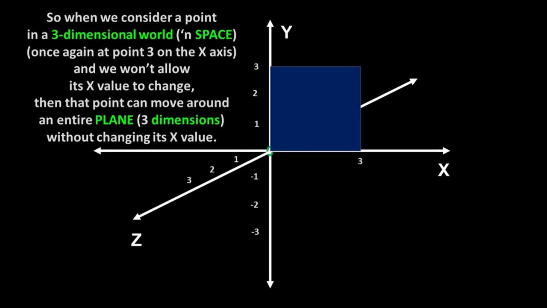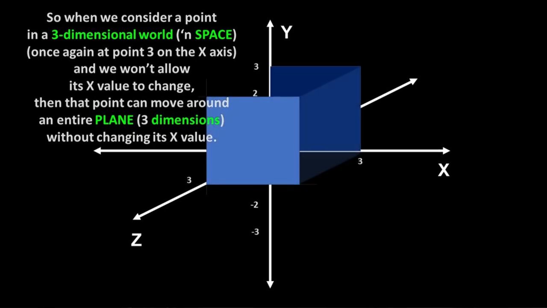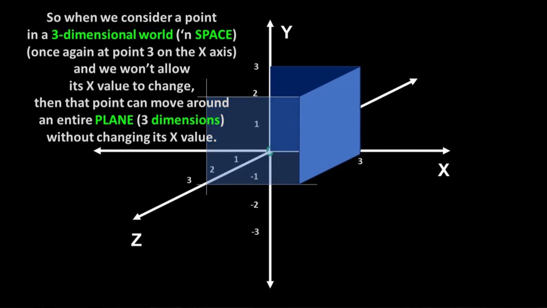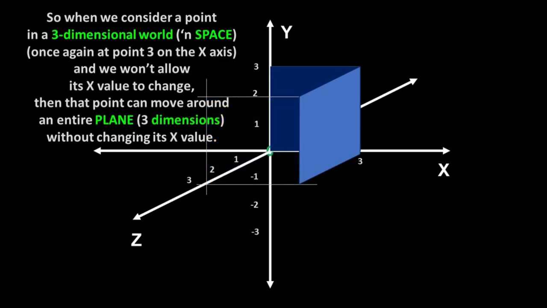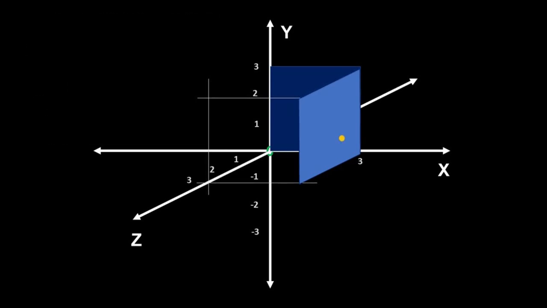We're going to build a little cube first so we can orientate ourselves to where we are, and then we're going to remove the front part so we can see what's going on inside. There's our point. What is its x value now? 3. Its y value is 1. Its z value is 1. But its x value is 3.